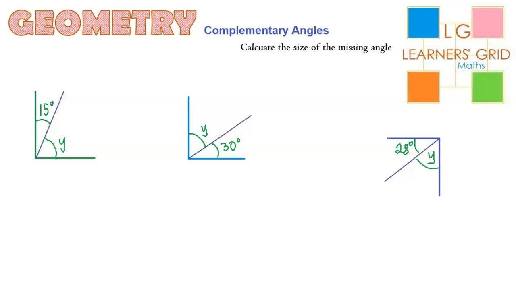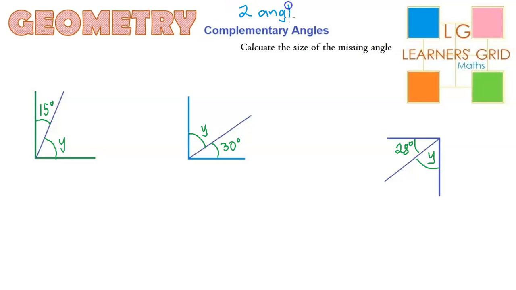In this tutorial video, we're going to be looking at complementary angles, and we're going to be calculating the size of the missing angles. And in each of these problems, the missing angle is labeled as y. So y becomes our variable. Now, it's very important to understand that complementary angles, what that means is you need to have two angles.